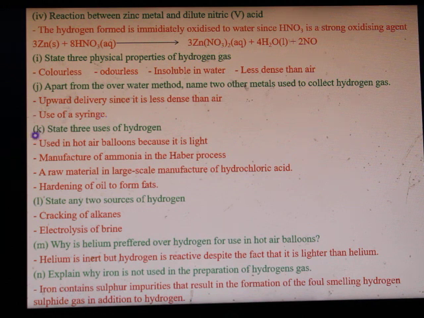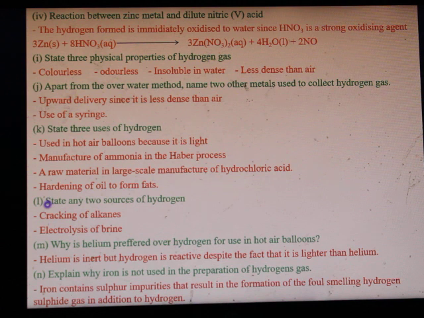Then state 3 uses of hydrogen. Hydrogen has a variety of uses. 1, it is used in hot air balloons because it is light. 2, it is used in the manufacture of ammonia in the Haber process. And number 3, hydrogen is a raw material in the large-scale manufacture of hydrochloric acid. And hydrogen is also used in hardening of oils to form fats. And this process is called hydrogenation.